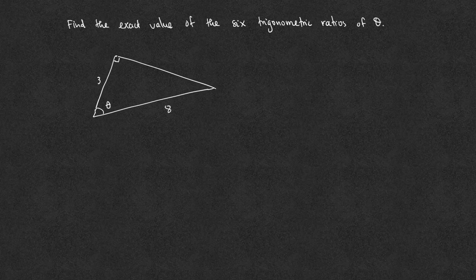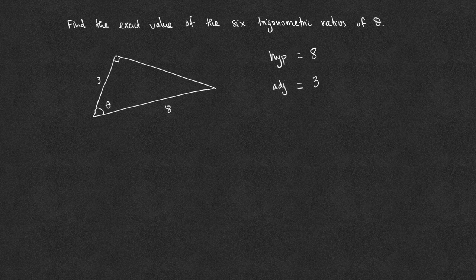Find the exact value of the six trigonometric ratios of the angle theta in the given triangle. Given the right triangle, to find the six trigonometric ratios, we want to find all of the missing sides. In this case, the hypotenuse is given. The hypotenuse is 8, and the side that is adjacent to the angle theta is also given.